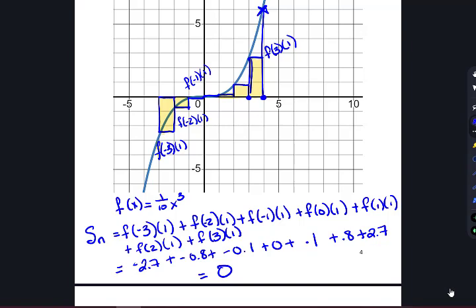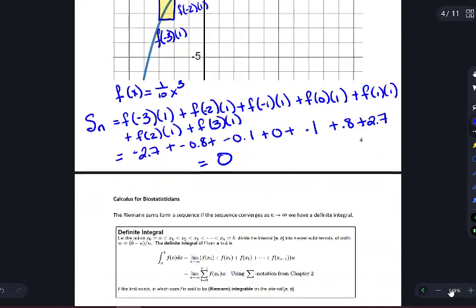Now that isn't always the case, it just ended up here we were symmetric, and so those areas ended up canceling each other out in this approximation. But your book will show another example where that doesn't happen. But just know if you do get an area of 0, that isn't necessarily wrong. It is possible for your positive area approximation to cancel out your negative area approximation.